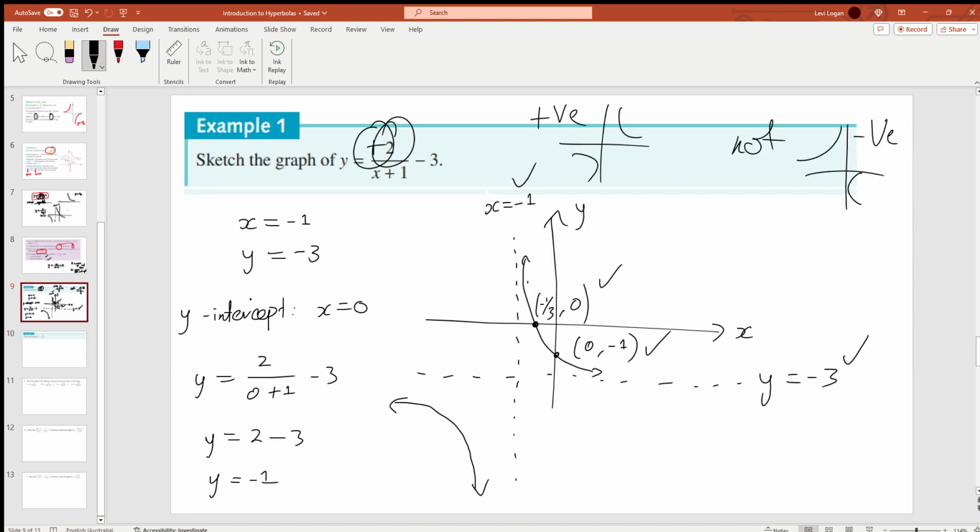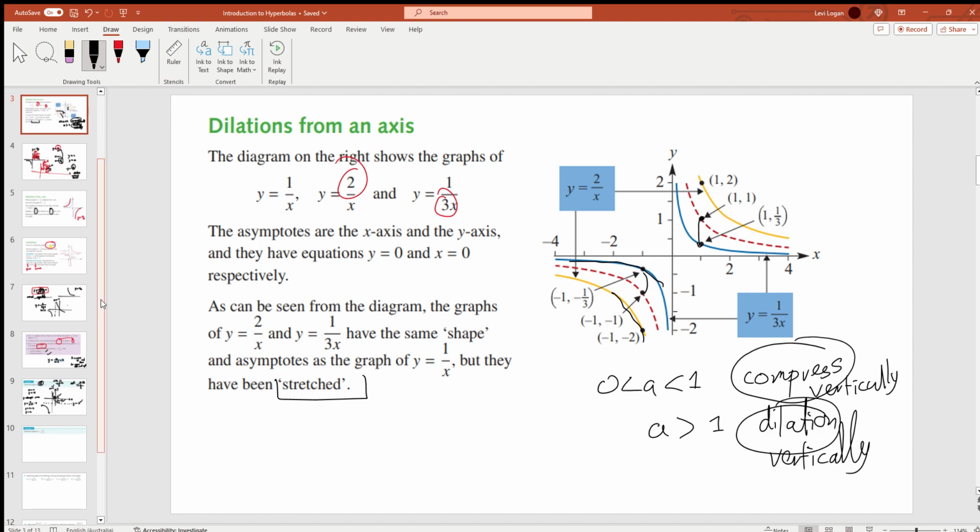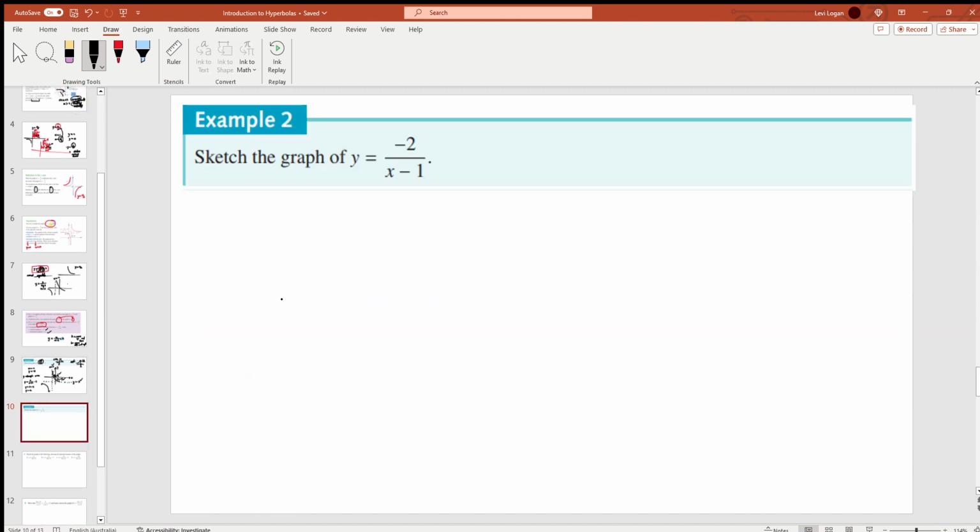So in the previous video we just took a look at these guys up here and the general translation of the hyperbola graph. In this video we're mostly just going to be going over examples on how to sketch them and pretty much stuff to do with that. So let's start with example 2.